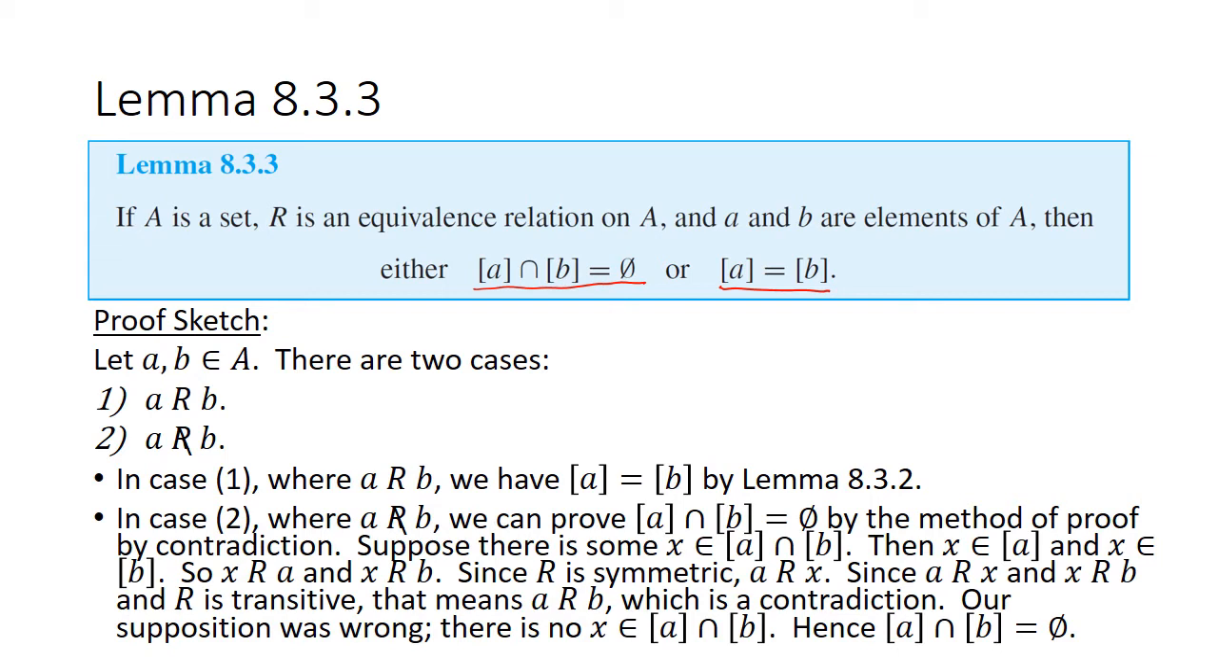So here's how we could go about proving this. If we have two elements, A and B, in our set A, then there are only two things that can happen as far as the relation.